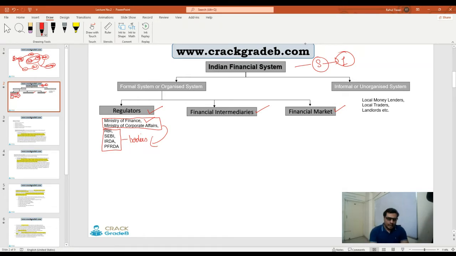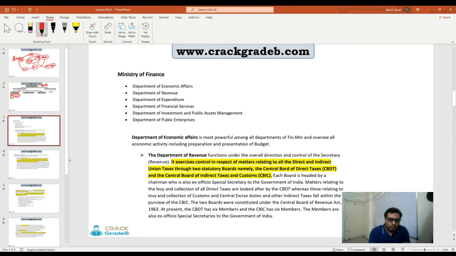So in India, the finance ministry at present has six departments. There are six separate departments in the Ministry of Finance, and they are responsible for different work. So first is the Department of Economic Affairs, second is the Department of Revenue, third is the Department of Expenditure, fourth one is Financial Services, fifth one is the Department of Investment and Public Assets Management.